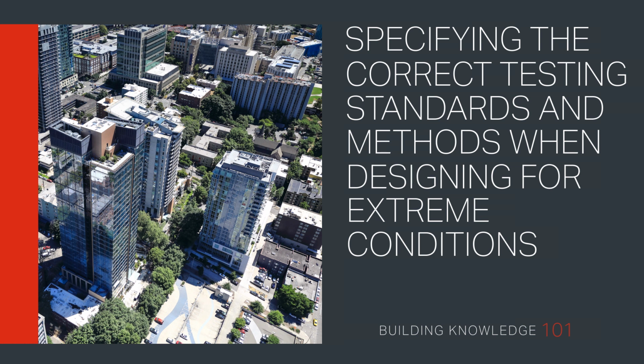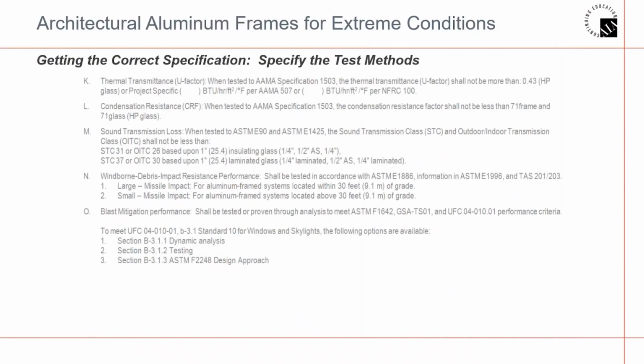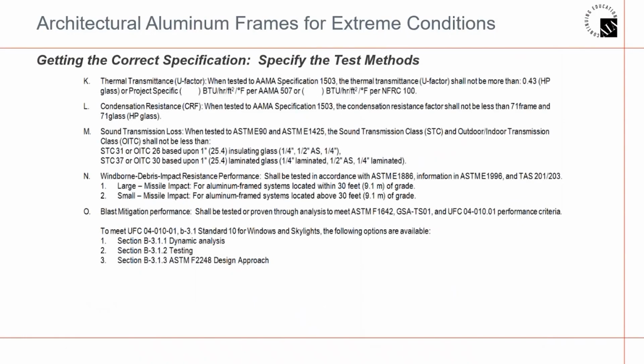In this video, we look at the critical matter of specifying the correct testing standards and methods when designing for extreme conditions, including impact resistance performance against wind-borne debris for aluminum framing systems. It's very important to make sure that in the specification that we've called out the correct testing standards.